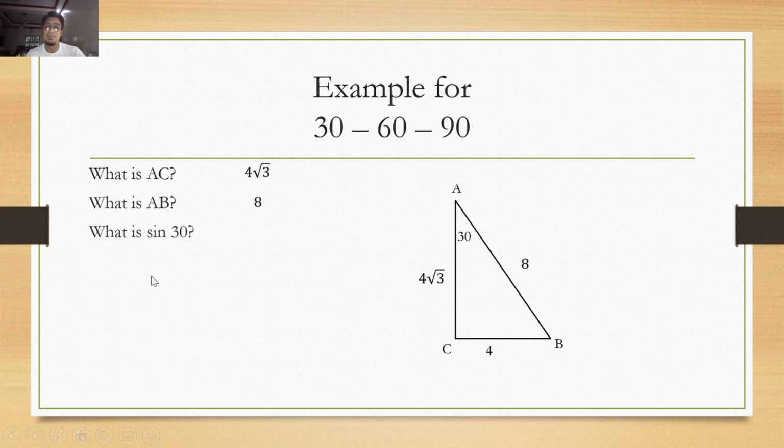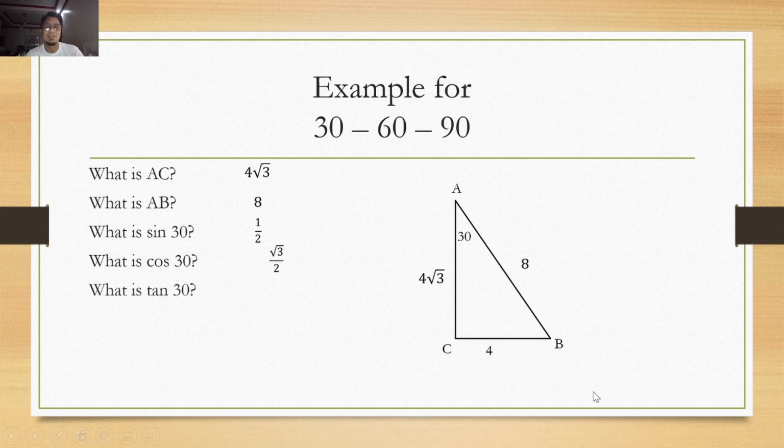So by doing that, what is sine 30? Ano nga yung sine? So, opposite over hypotenuse. 4 over 8. Simply 1/2. What is cosine 30? Ano nga yung cosine 30? Adjacent over hypotenuse. So that is 4 square root of 3 over 8. Simplifying it, square root of 3 over 2.